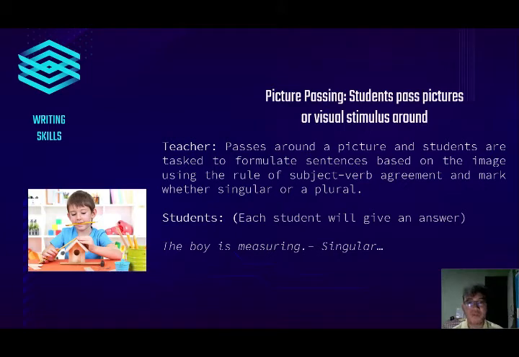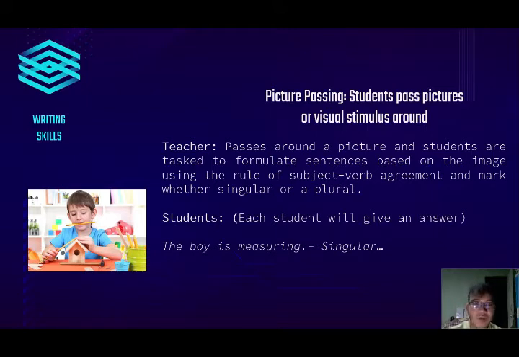Then the next one is picture passing. Students will pass pictures or visual stimuli around. For example, the teacher will pass around a picture and students are tasked to formulate sentences based on the image using the rule of subject-verb agreement and mark whether it is singular or plural. Each student will give their answer.